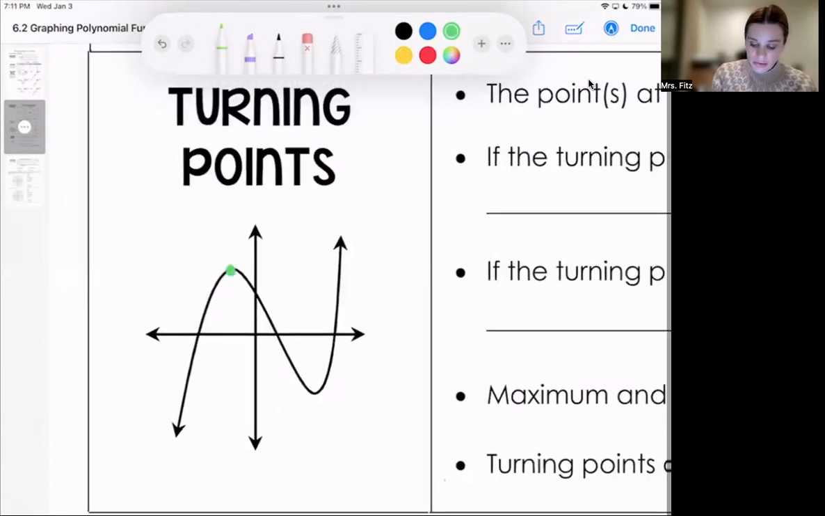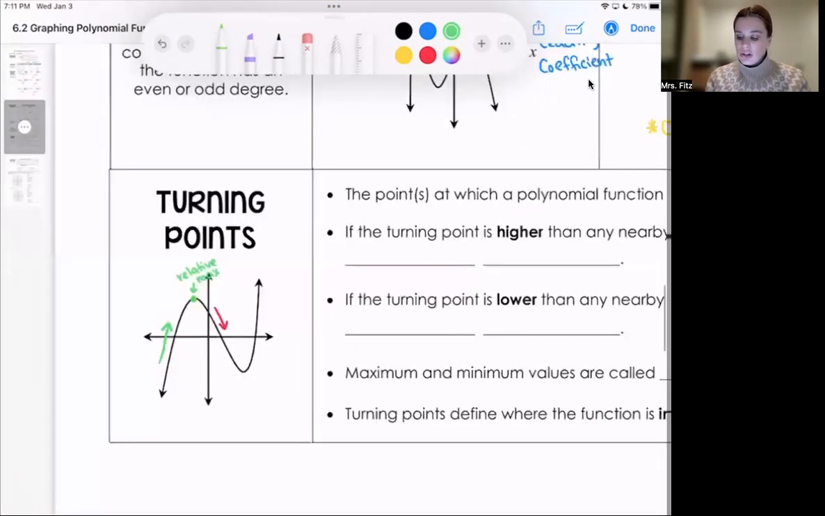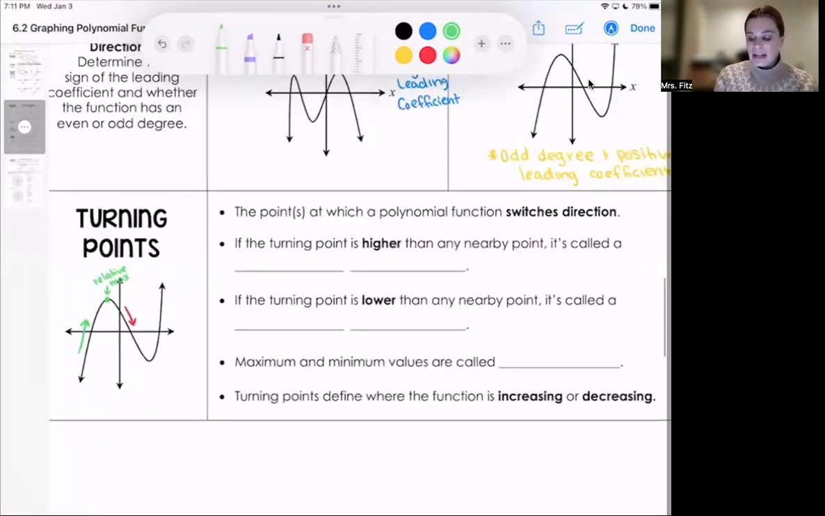So if we change from increasing to decreasing, this guy right here is called a relative maximum. It peaks, right? So if the turning point is higher than any nearby point, it's called a relative maximum.